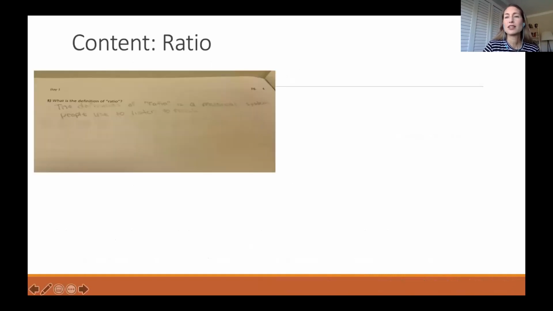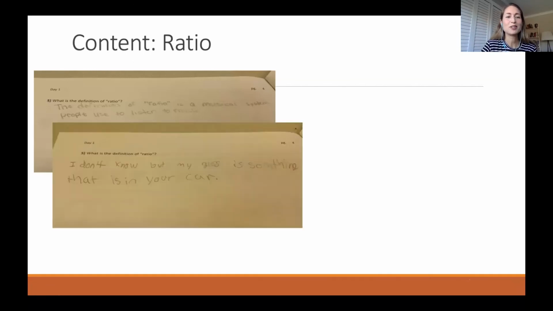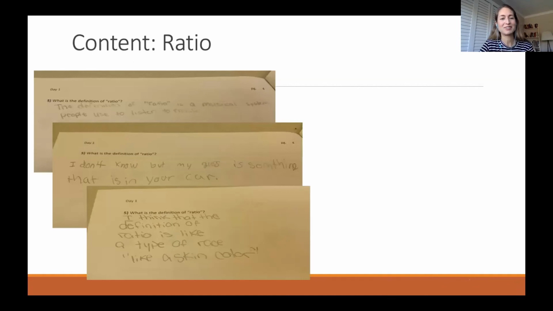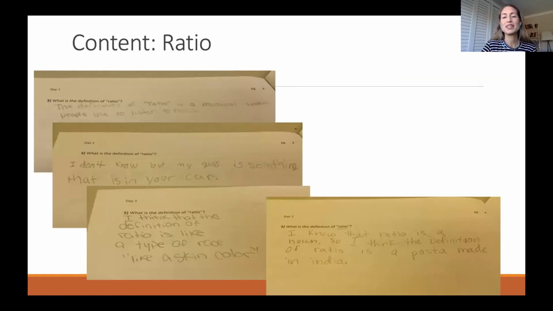So a lot of my work deals with ratio, in part because at least US kids are really bad at ratio. What's the definition of a ratio? One student says the definition of a ratio is a musical system people like to listen to music on, right? So I guess it's something in your car. A lot of different ideas, kind of like a race, skin color, I don't know. Okay, so we had lots of different kinds of things.